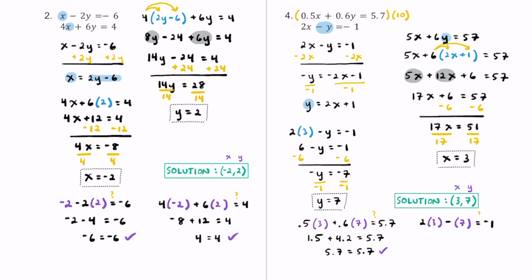Let's go ahead and check this. Now 2 times 3 is 6. So we're going to really have 6 minus 7, and that is -1, I think. Yeah, so -1 does equal -1. So this checks out as well. So there you have 4 different examples of solving systems of linear equations by using substitution.